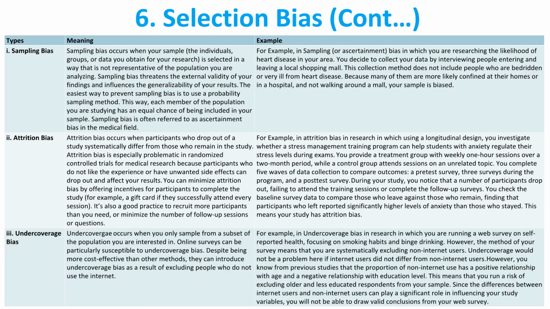Undercoverage would not be a problem here if internet users did not differ from non-internet users. However, you know from previous studies that the proportion of non-internet use has a positive relationship with age and a negative relationship with education level. This means that you run a risk of excluding older and less educated respondents from your sample. Since the differences between internet users and non-internet users can play a significant role in influencing your study variables, you will not be able to draw valid conclusions from your web survey.